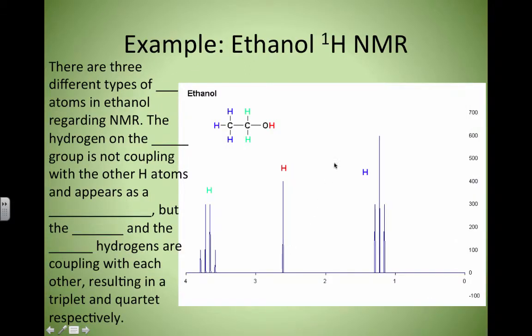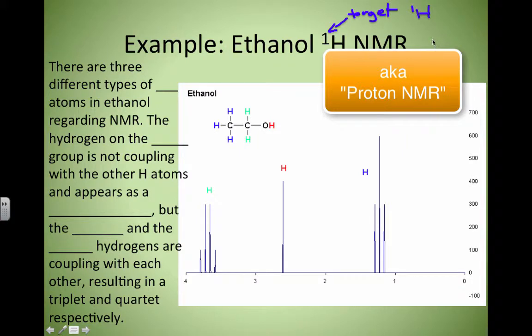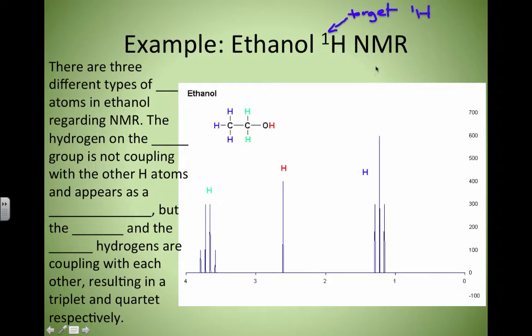So here's an example of ethanol H1 NMR. And when you see this H1, it means that we're using the frequency to target the hydrogen 1 nucleus, the type of hydrogen that has a mass of 1. And another type is called C13 NMR that targets a carbon 13 nucleus. So this is the H1 NMR for ethanol. So we want to look at a couple of different things. First of all, how many different types of hydrogens do you see in an ethanol molecule?